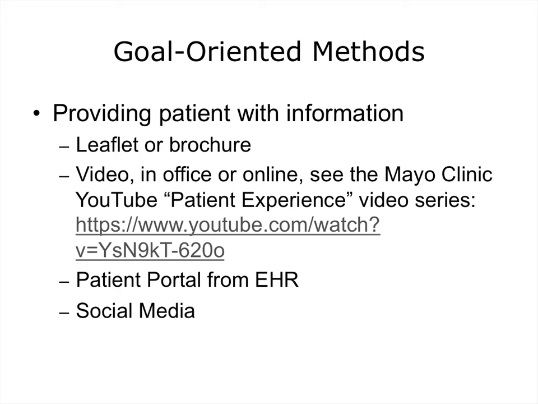Overall, there are three goal-oriented methods for patient engagement. The first one involves providing the patient with information. So you are simply giving them information. You don't necessarily expect that it is going to change their behavior or that they are going to take some action based on that information. You simply want to provide them information. This could be a leaflet or a brochure.